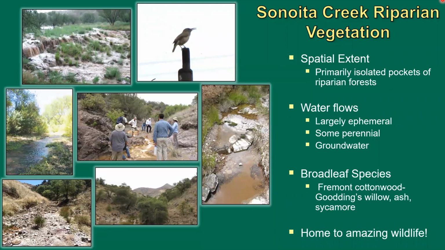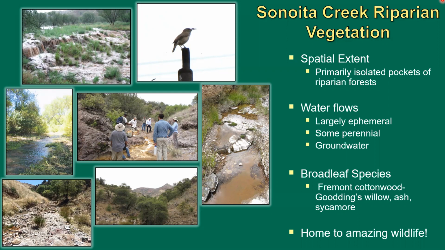So just for a quick characterization of the riparian vegetation within this watershed, it's primarily isolated pockets of riparian forest. It's not so much like even the Santa Cruz or the San Pedro in the area, or even the Rio Grande or Gila riparian forest. Generally, it's isolated pockets, although there are some areas of continuous riparian forest, particularly southwest of the town of Patagonia, towards Patagonia Lake. The water flows are largely ephemeral.